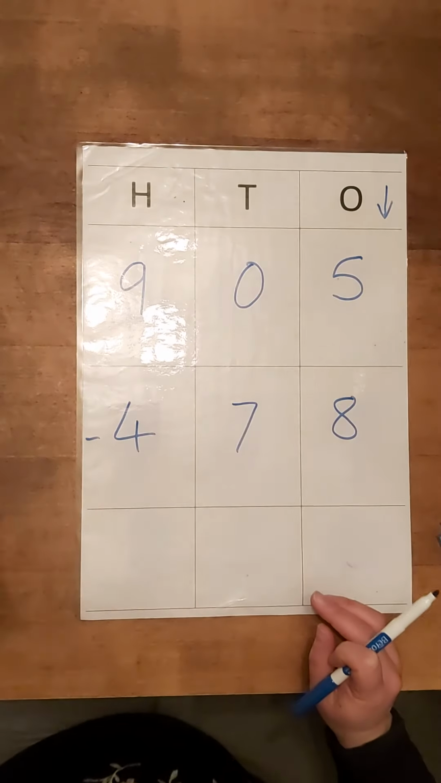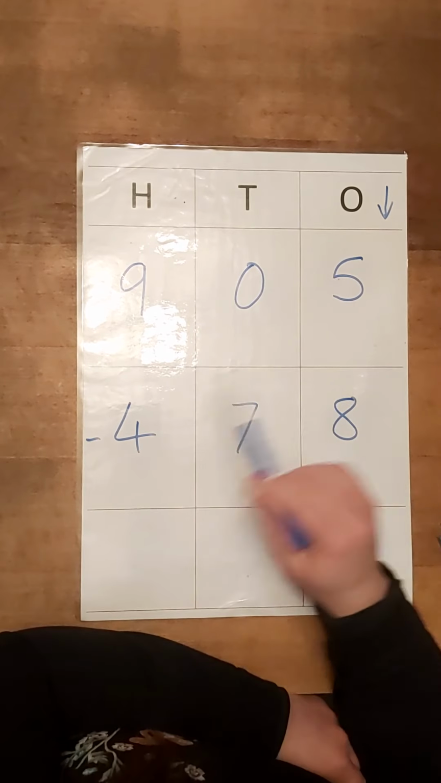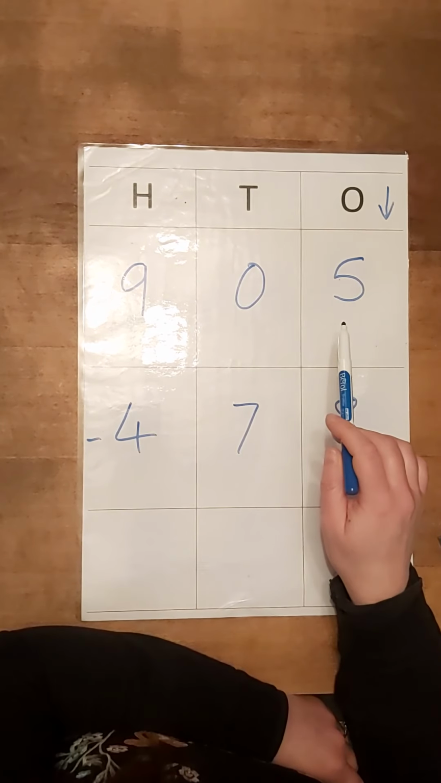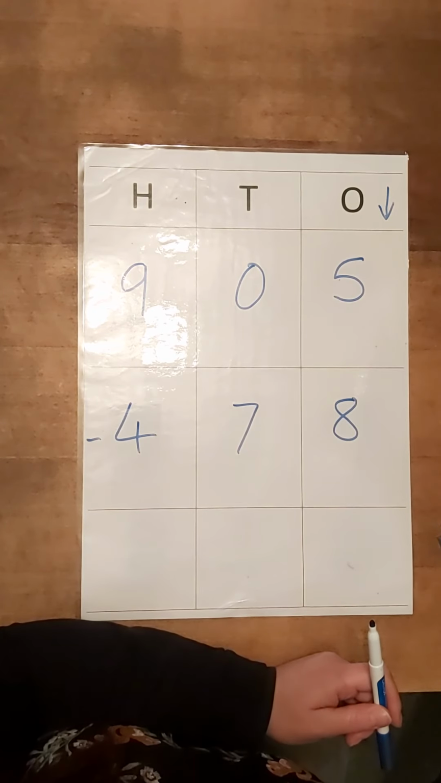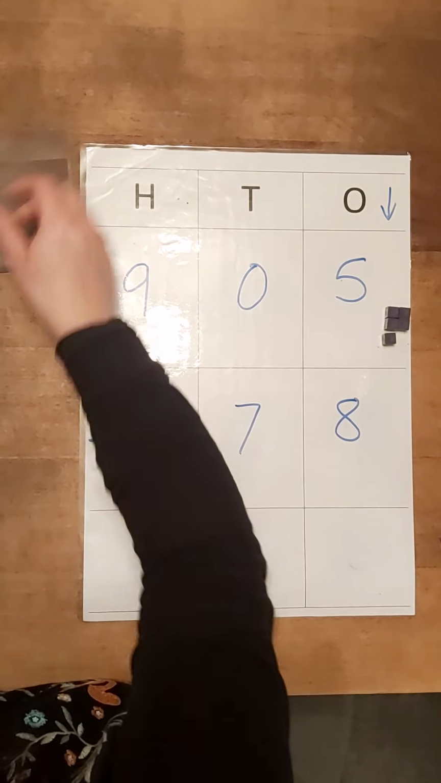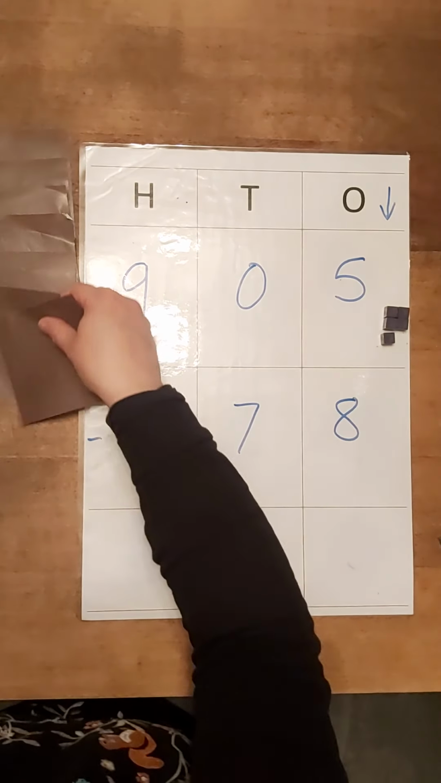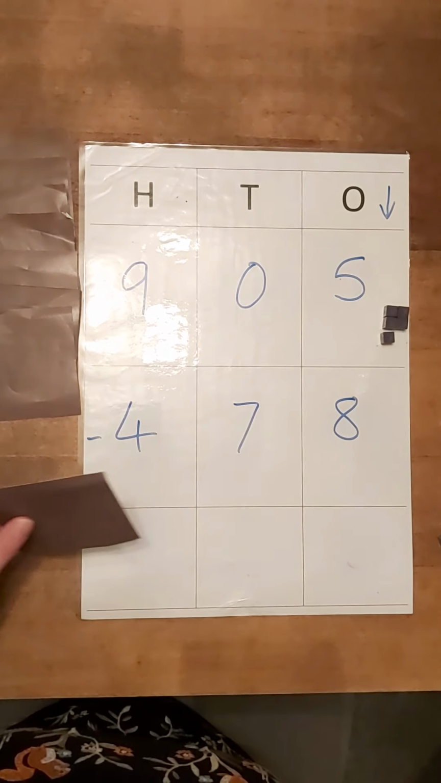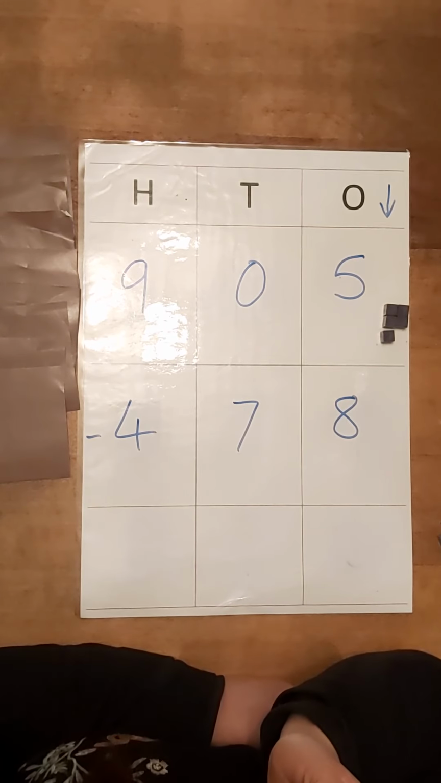Now then, this is 905 take away 478. So I know that I can do that because that's a bigger number. But I'm wondering if you're spotting a problem. While I put these up, just have a think about what you think you might have a bit of a problem with. 1, 2, 3, 4, 5, 6, 7, 8 and 9.